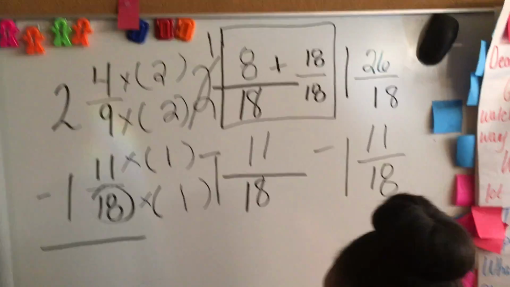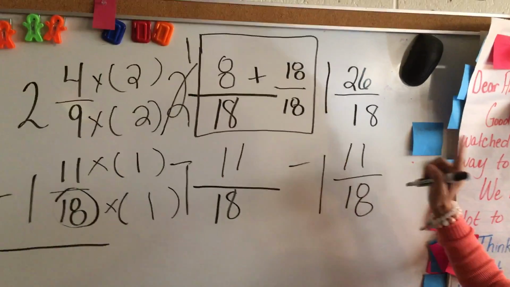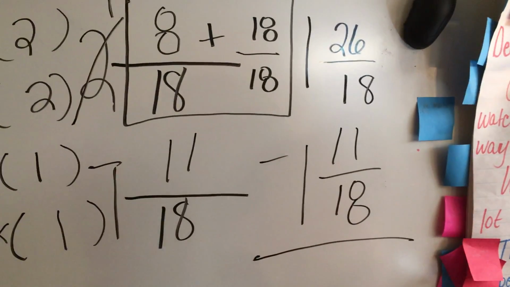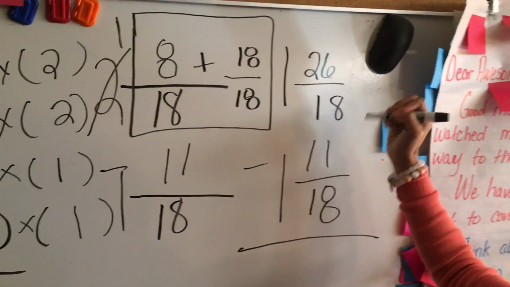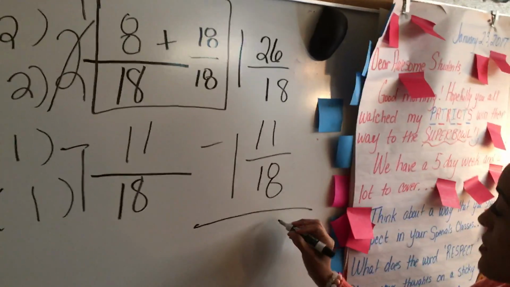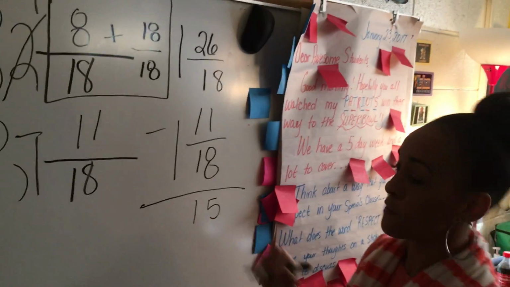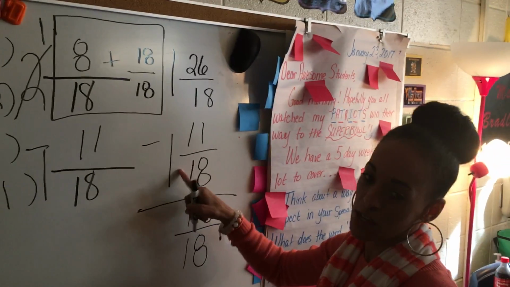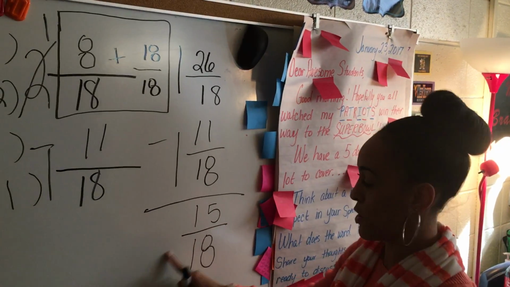So now we're going to look to see if we can subtract these two numbers. Can you take 11 from 26? And yes, you can. So we can go ahead and subtract that. So 26 minus 11 will give you 15. You have 15 over 18. 1 subtract 1 is 0, so we have no whole numbers.